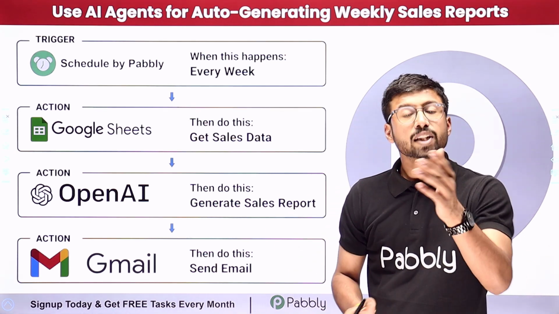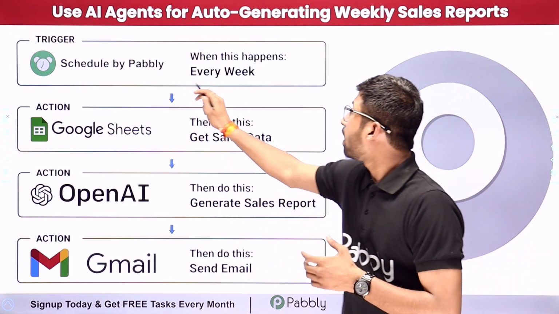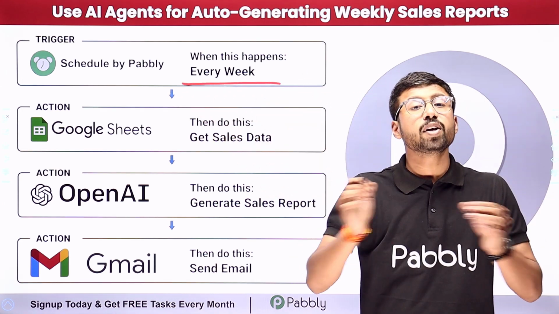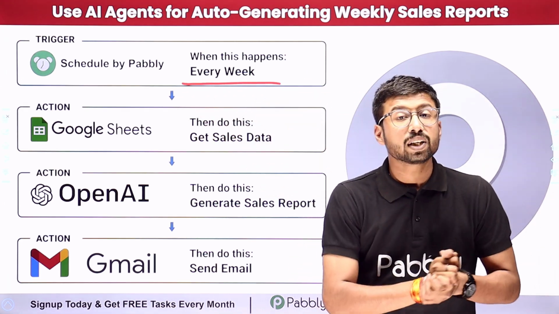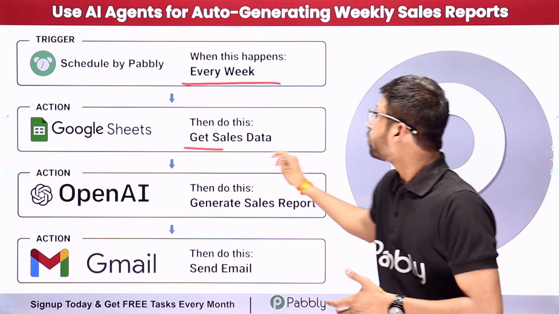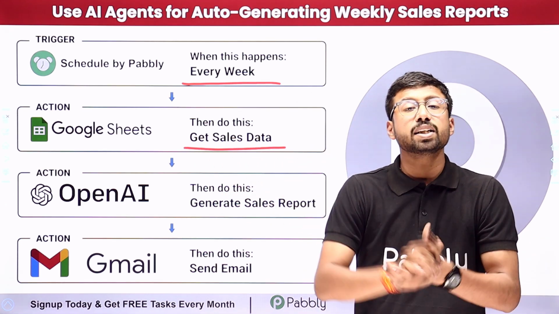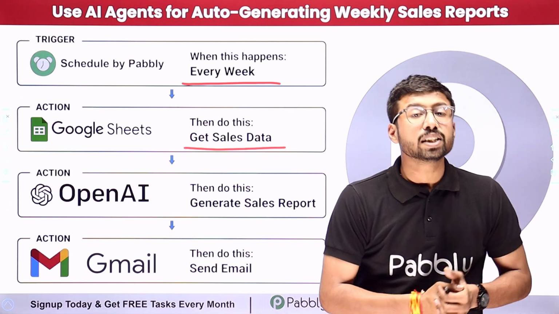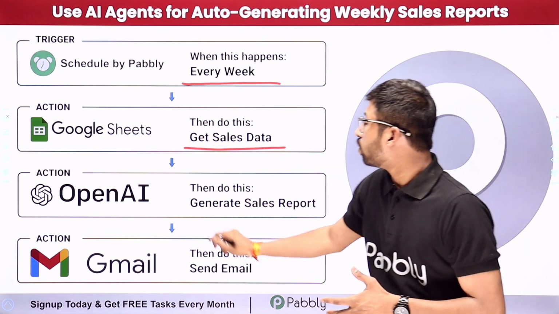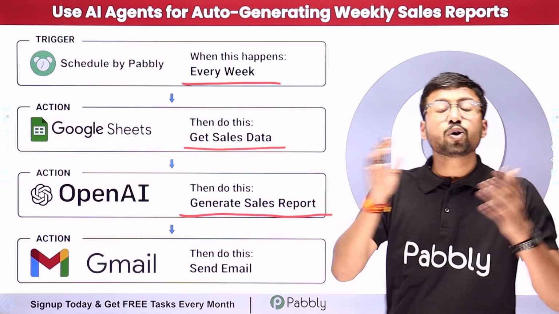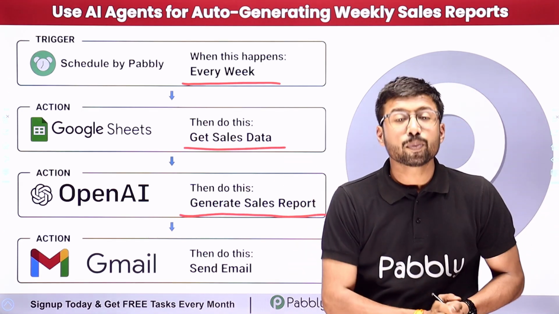So in this video, I'm going to show you how you can build an AI agent which will completely automate this process for you. Now this AI agent will start on a specific day and time every week. After that, this AI agent will get the sales data from your Google spreadsheet where your team members are adding the sales details daily. After getting these details, all of this data will be sent to OpenAI, and using OpenAI, we are going to analyze this data and generate a report out of it.